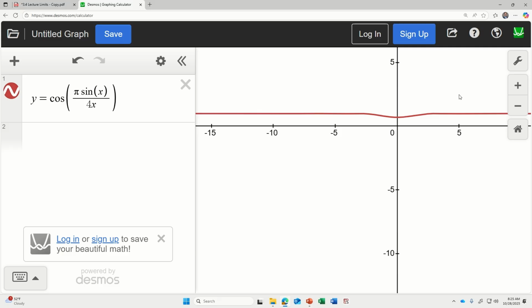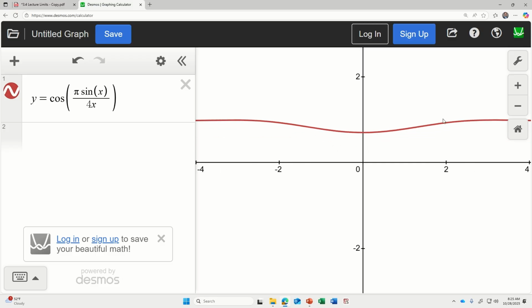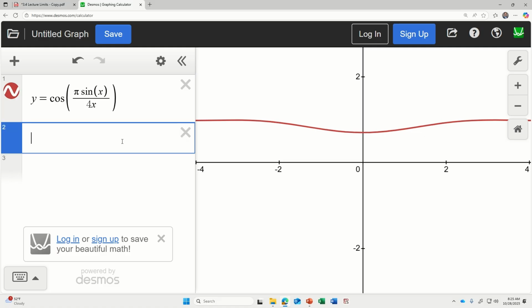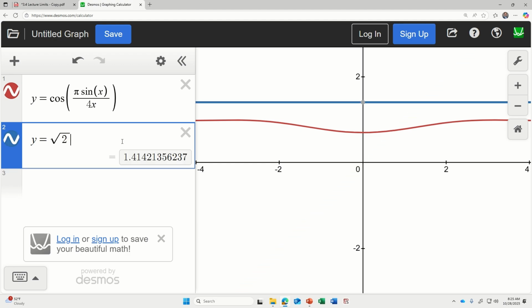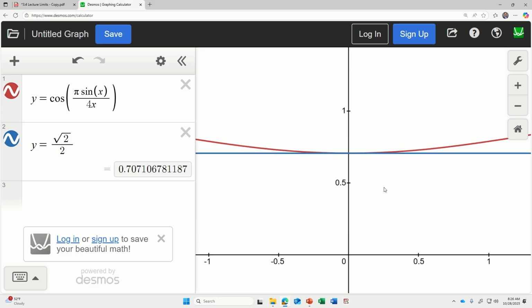Okay, so that's what the function cosine of pi sine x divided by 4x looks like. It's kind of a boring function. And my claim is that as x approaches 0, notice Desmos doesn't know how to calculate that by taking the cosine of 0 divided by 0. But we could find that the limit is square root 2 over 2, right? Square root 2 over 2, that's the blue line. So sure enough, that looks like a good limit.